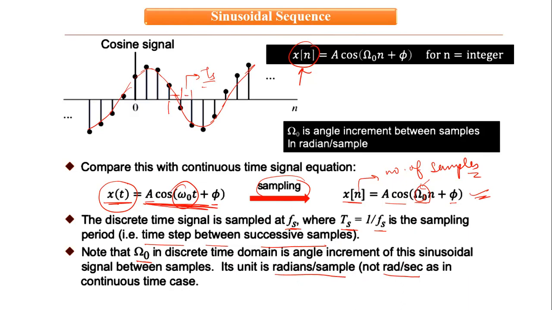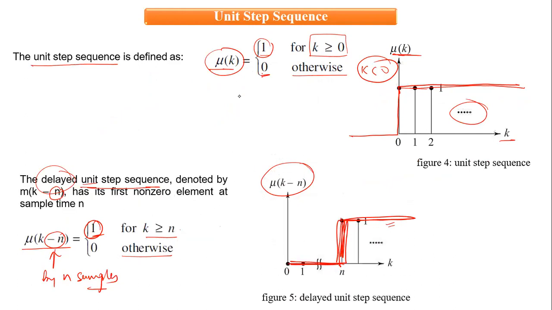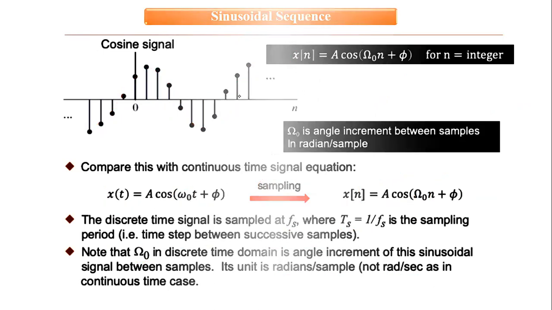Besides these signals, we also have some more signals like the ramp sequence and the exponential sequence. So in this way we have some more sequences also, right? But these are the three basic sequences which we generally use in digital control for testing purposes. So this was all about today's class. Thank you so much.